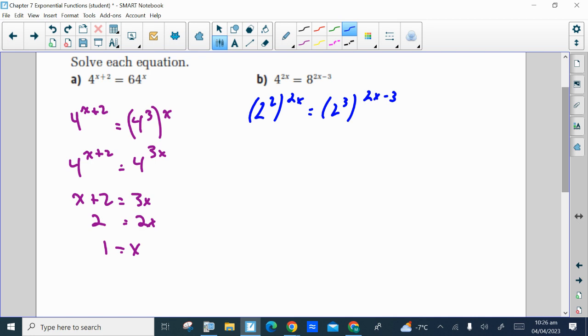And again, when you have one exponent raised to another, you multiply the exponents. And so now we've expressed both sides as a single power with the same base of 2. The two expressions are equal to each other. If the bases are equal, then the other part, the exponents, must also be equal.